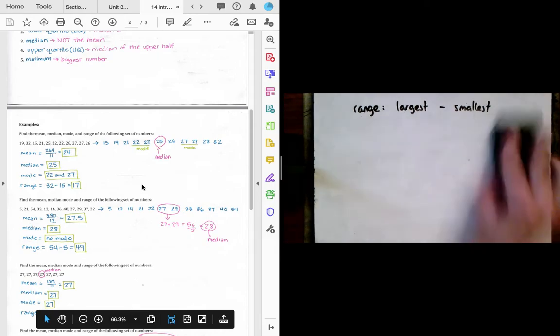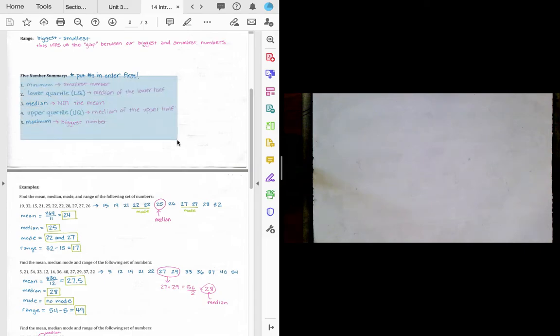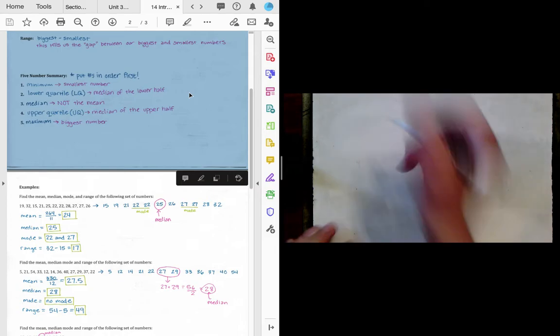We have one last concept to talk about in Intro to Stats, and it's the idea of the 5-number summary. The 5-number summary.